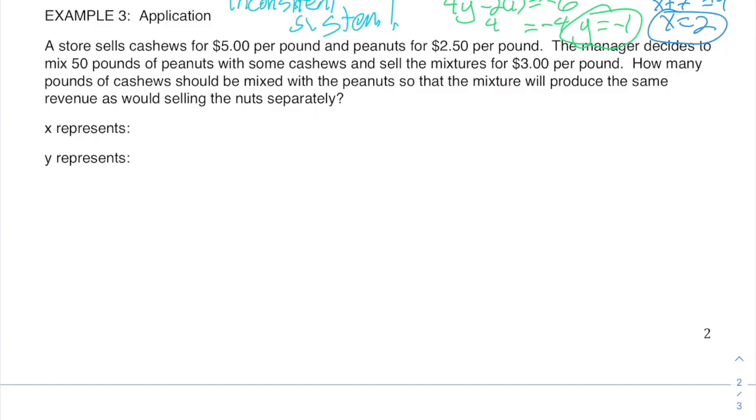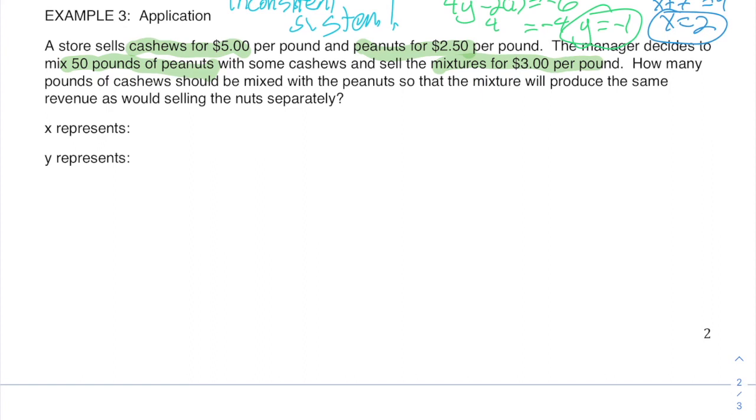Okay? So this is my redo on this problem. When I read it, I didn't read it carefully, which happens, right? It happens to everybody. Cashews are $5, peanuts are $2.50, and we know that it's 50 pounds of peanuts with some cashews. So when I read this, I first thought it was peanuts with some cashews is 50, but it's 50 pounds of peanuts with some cashews, and the mixture is $3 per pound.